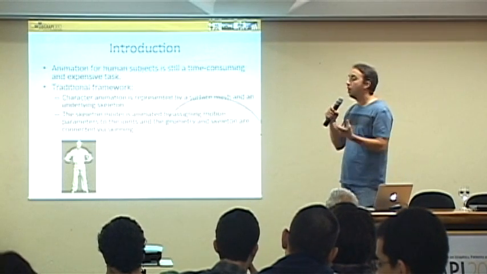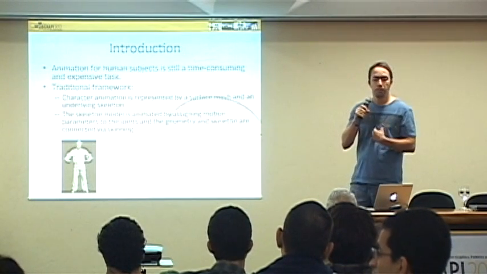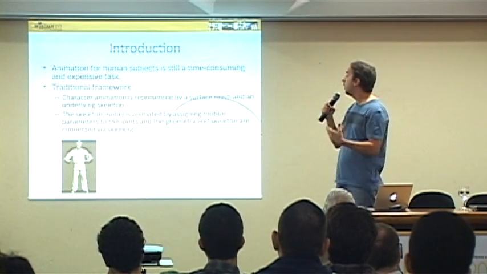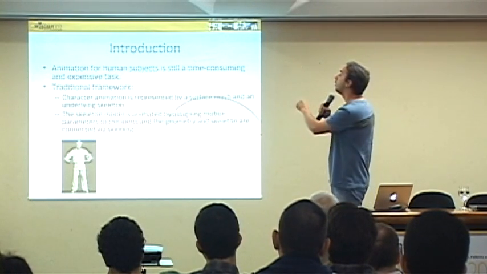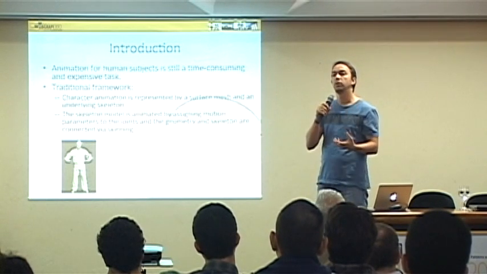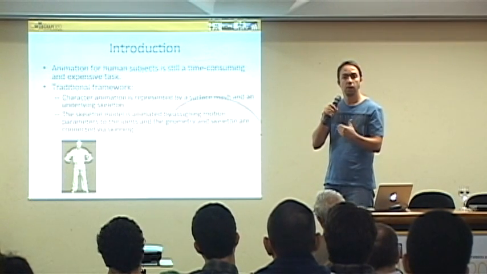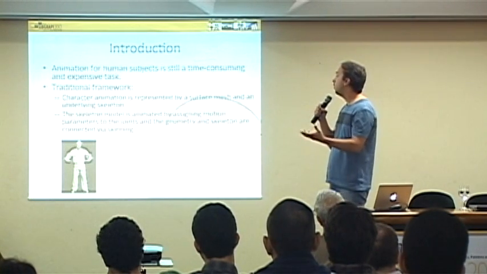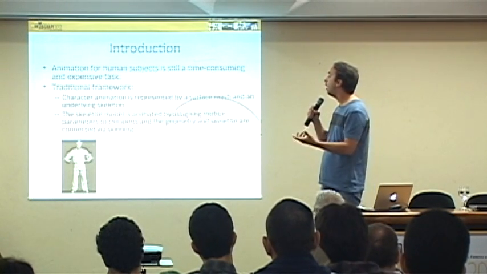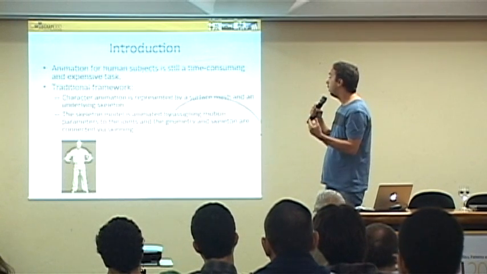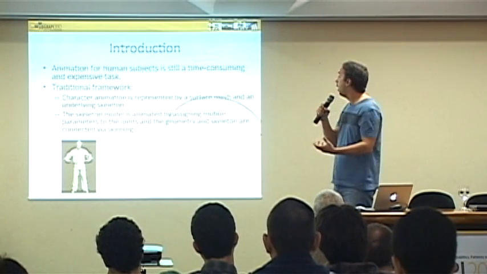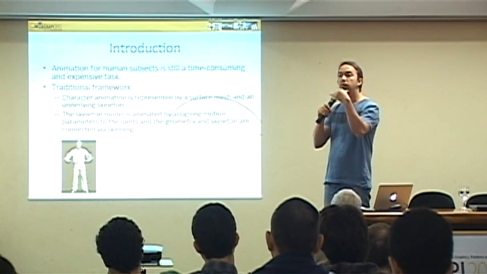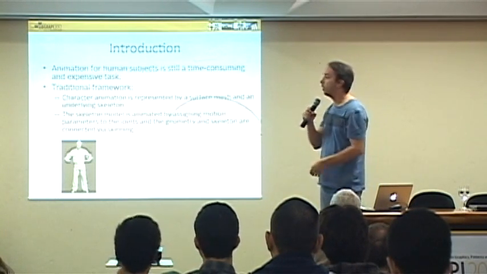for character animation is to use a surface mesh as well as an underlying skeleton. As you see in the image there, you have a surface mesh representing your character and a skeleton underlying that mesh. The way it works is that we need to animate the skeleton by assigning motion parameters to the joints, and the geometry and the skeleton are then connected by skinning. So you have many steps if you want to really animate this character.